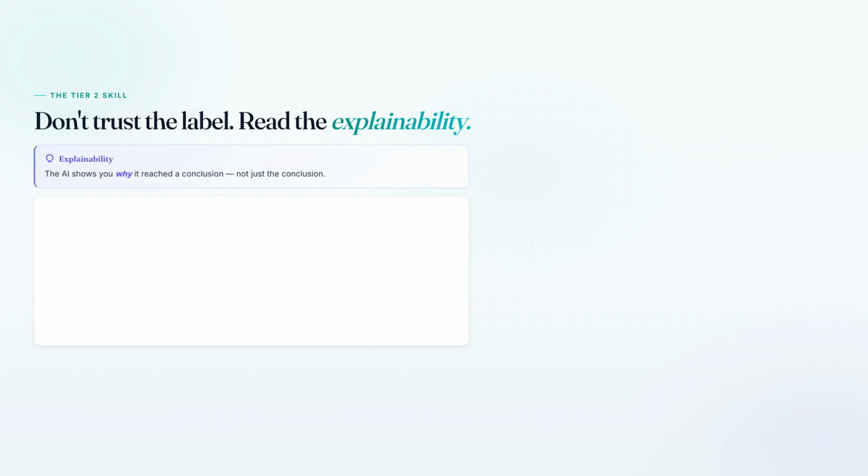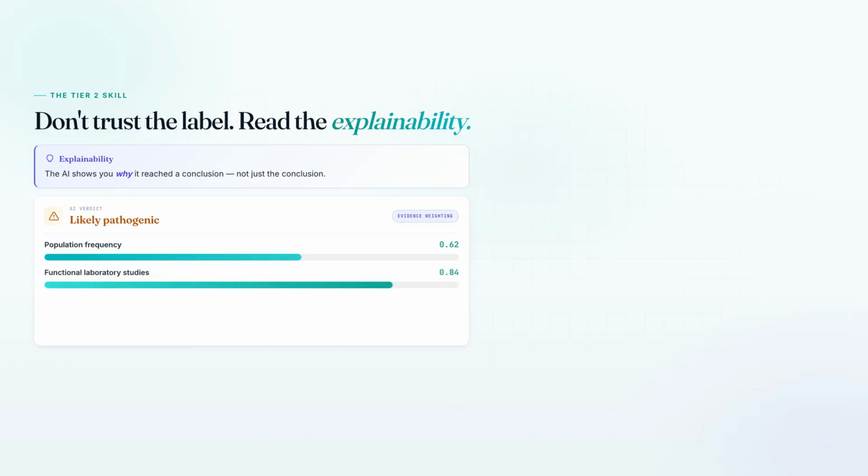But the Tier 2 skill here isn't just knowing these tools exist. It's understanding explainability. Explainability is the AI's ability to show you why it reached a conclusion, not just hand you the conclusion. When an AI flags a variant as likely pathogenic, you need to understand what evidence it's weighting. Is it based on how often the variant shows up in the healthy population, on functional laboratory studies, or on a computational prediction? The explainability output tells you this if you know how to read it.